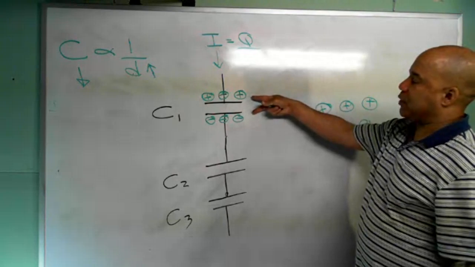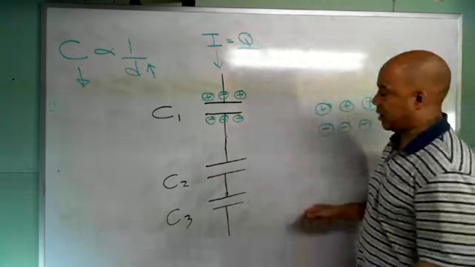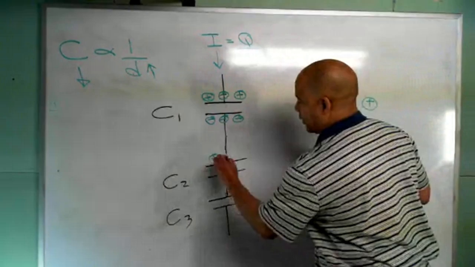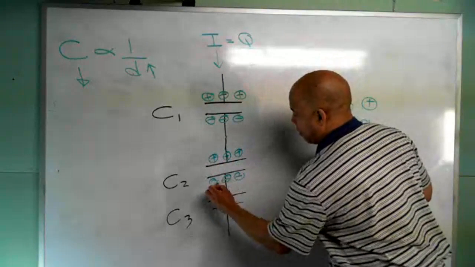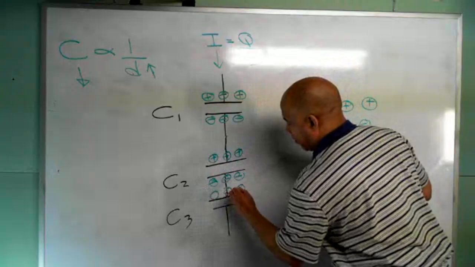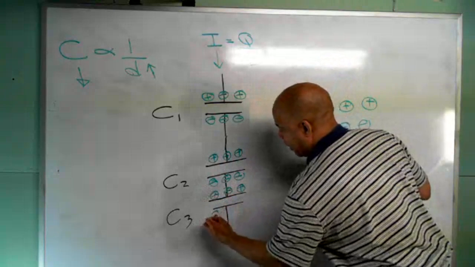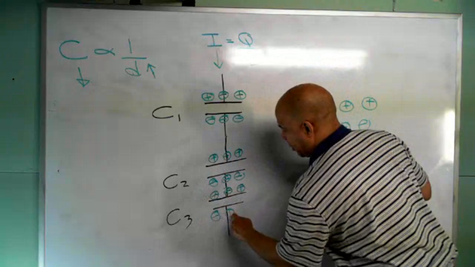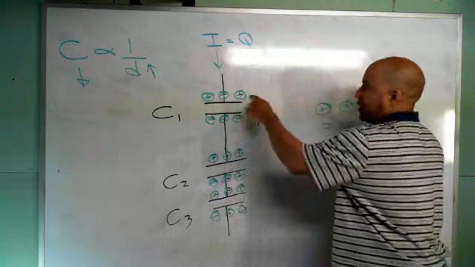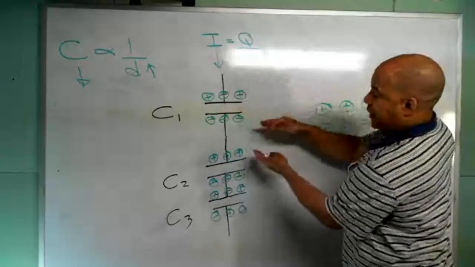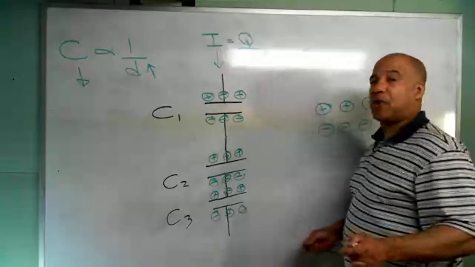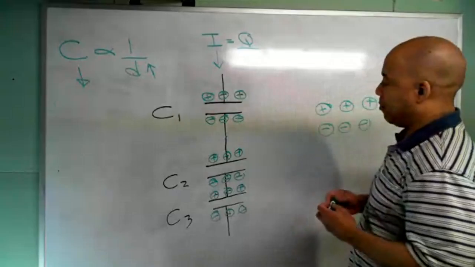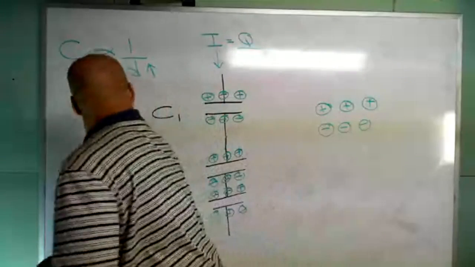Now, if I have 3 on each plate, that means it's the same everywhere. So I would have the same amount of charge here and here, same here and here. So what I'm showing is the plus and minus charge, the separation, is the same on each plate of the capacitor.